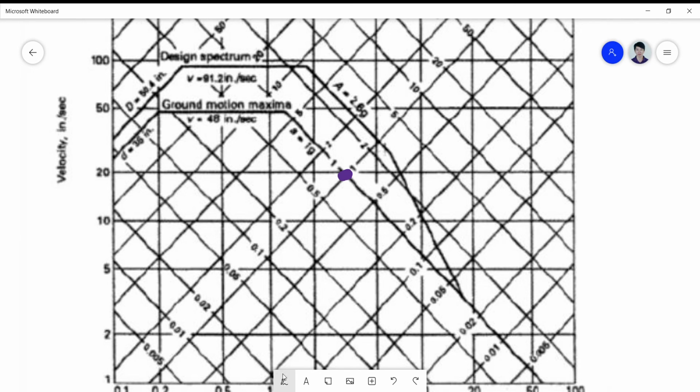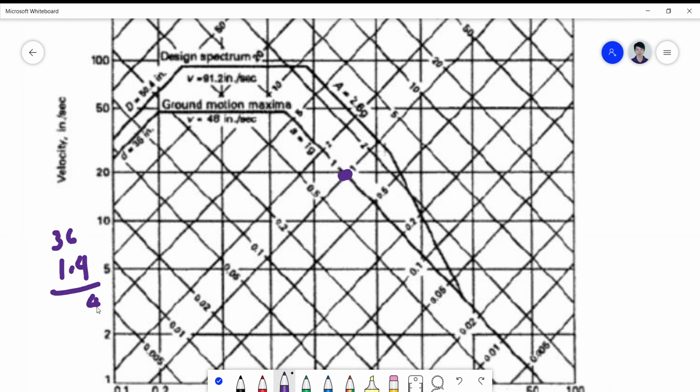So let's multiply it. So this is 36 times 1.4. So this is 24, carry 2, 12, 14, and then 36. So this is simply 5.04. Okay, sorry, 50.4. Okay, so that's the displacement.